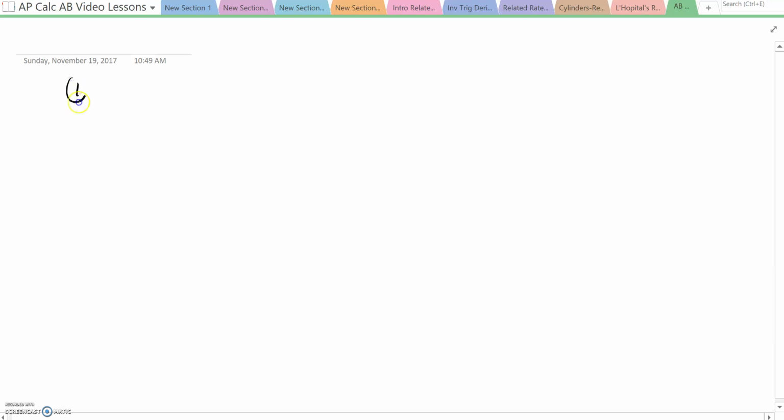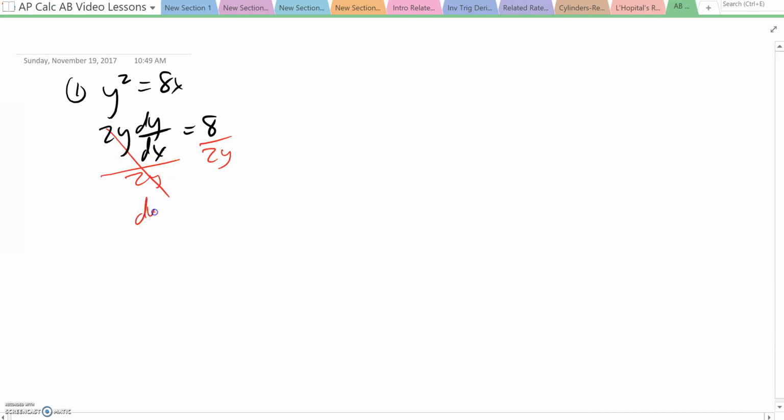First up, number 1, we've got y squared equals 8x, and we're just being asked to find dy/dx. So we jump right in with some implicit differentiation. Y squared turns into 2y dy/dx, and of course the right side will just become an 8. We'll divide both sides by the 2y and simplify, and we'll get dy/dx equals 4 over y. And that would be it.